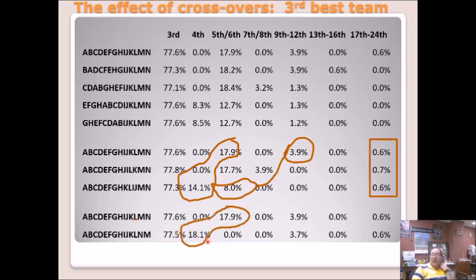And you can see the big difference here is that we've taken the 18% that was in 5th or 6th and we moved it completely out of there and we moved it into 4th. And so now you can look at a result and say A, B, C, D, E, F, G, H, I, J, K, L, N, M. We've got 95% of the time our number 3 team finishes in 3rd or 4th position.